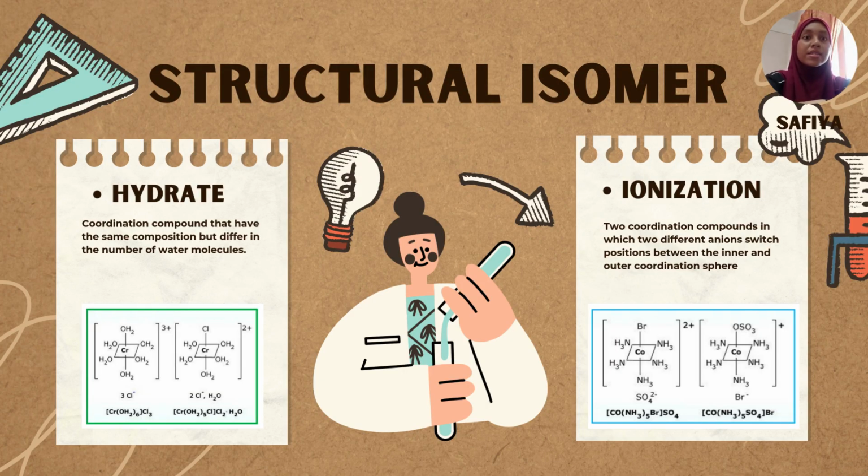Next, ionization isomers. They swap anions between the coordination sphere and counter ions. As in the diagram, cobalt pentaamine bromo sulfate, the anions are bromo and sulfate. So, sulfate is the counter ion, while bromo is in the coordination sphere. For the next diagram, cobalt pentaamine sulfate bromide, bromide is the counter ion and in the coordination sphere there is pentaamine sulfate, so they exchange. So, that's the ionization and hydrate isomers.